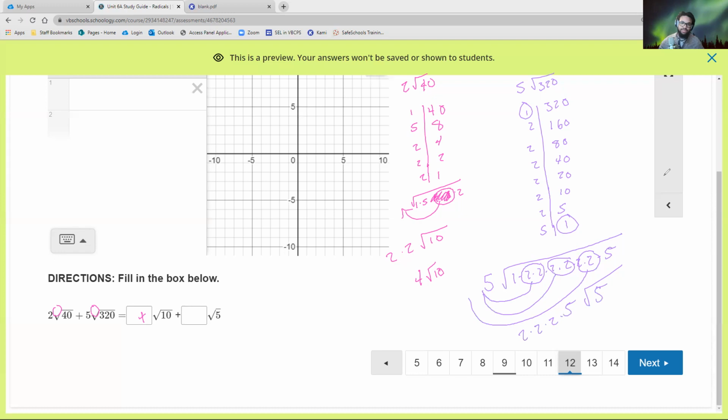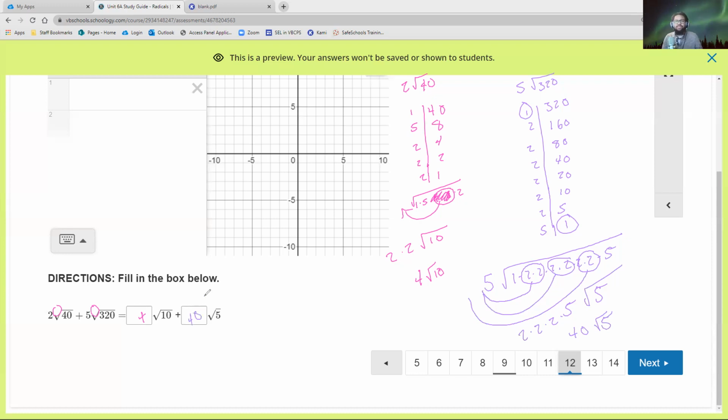And then here's the easy part here. We just go ahead and solve it. 2 times 2 is 4. Times 2 is 8. Times 5 is 40. And we end up with 40 root 5. So I'm going to go ahead and write this will be 40 in this box, okay?